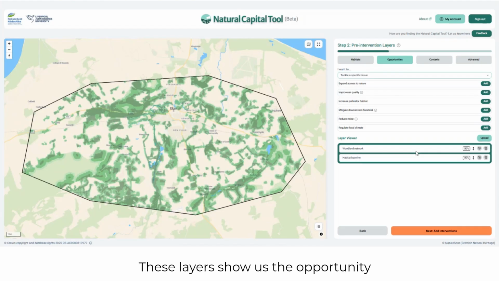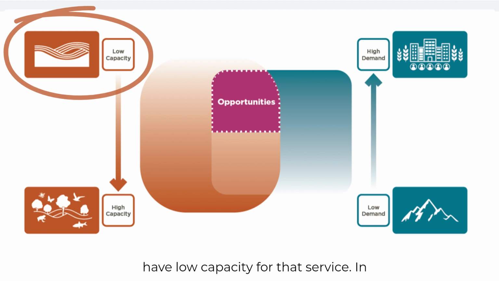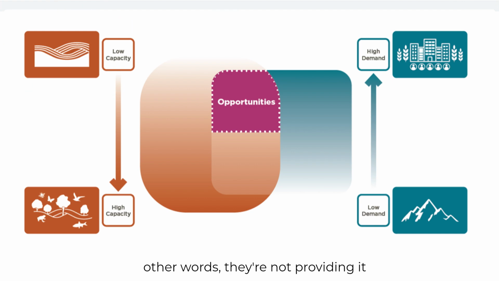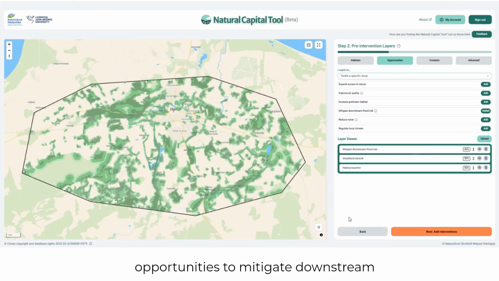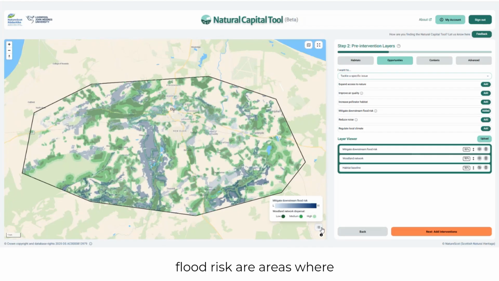Tackle a specific issue. These layers show us the opportunity areas for boosting specific ecosystem services. Opportunities to boost ecosystem services appear in areas that have low capacity for that service. In other words, they're not providing it very well, and a high demand for the service. In this example, opportunities to mitigate downstream flood risk are areas where natural flood mitigation measures may improve inland flood mitigation downstream, as the model takes into account the upstream contributing areas for all areas of high demand.